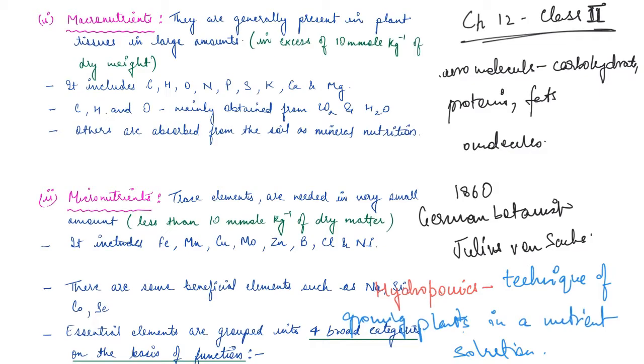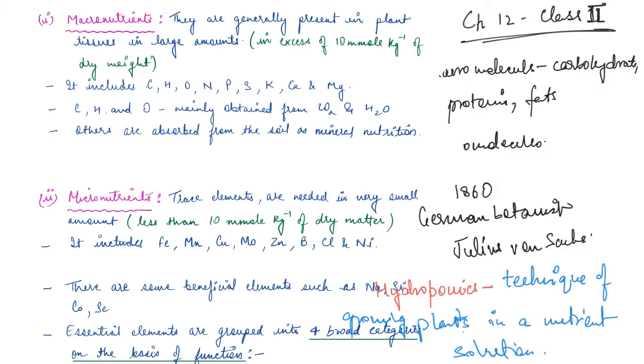Now, what are the macronutrients? Macronutrients include carbon, hydrogen, oxygen, nitrogen, phosphorus, sulfur, potassium, calcium, and magnesium. So you'll have to remember these elements, right? Carbon, hydrogen, and oxygen are mainly obtained from carbon dioxide and water, while the rest of these are absorbed from soil as mineral nutrition, right?